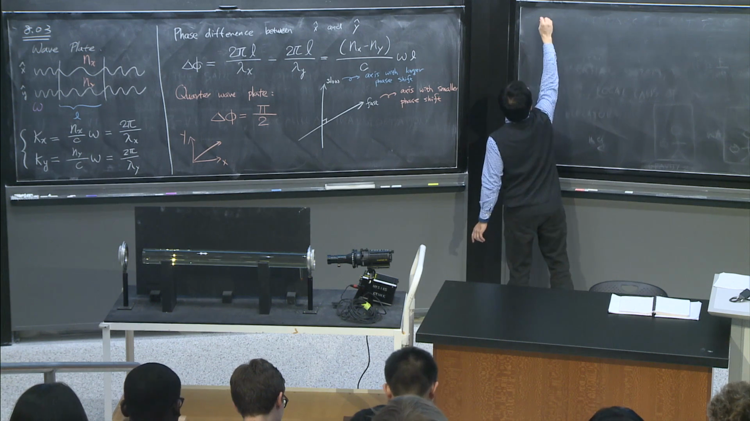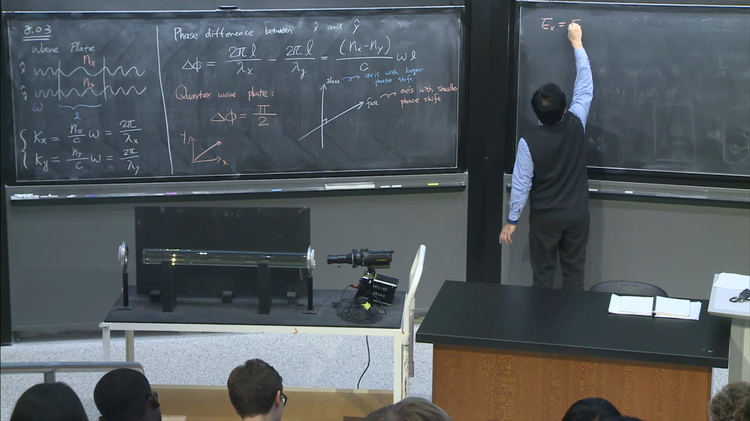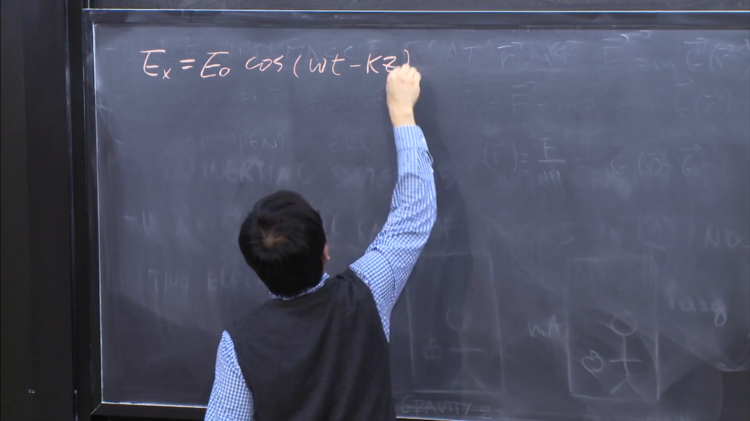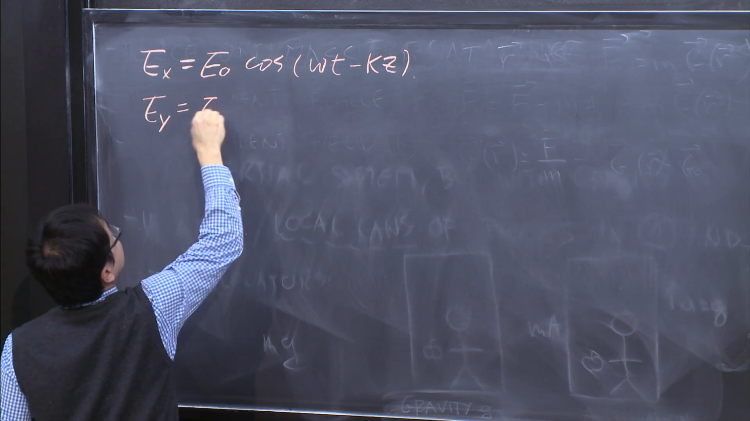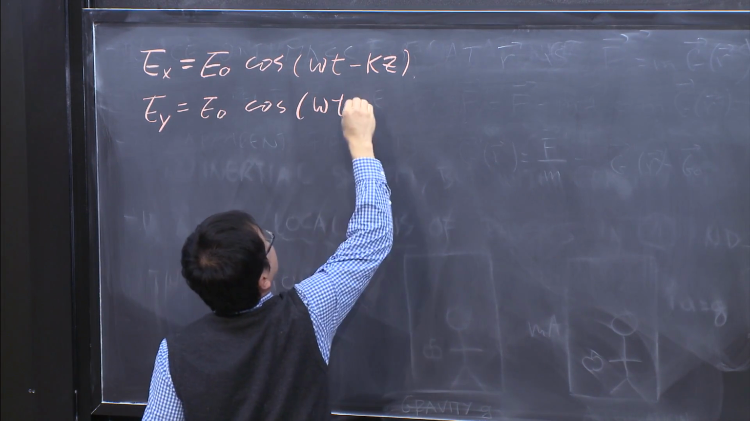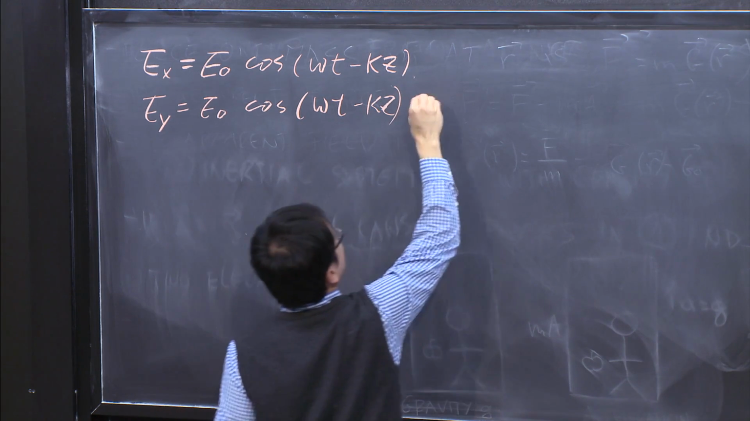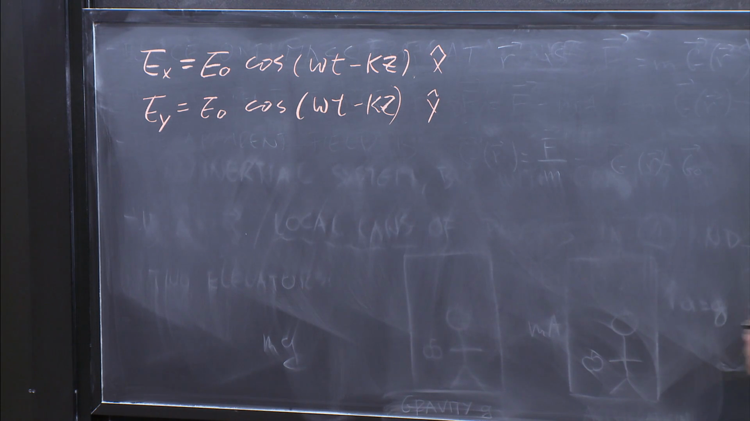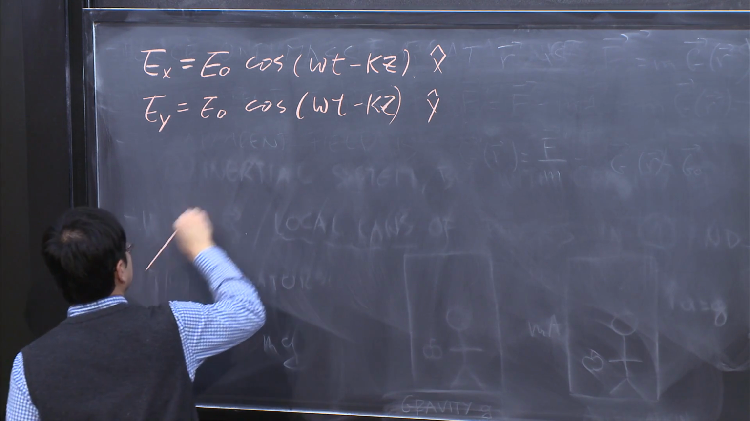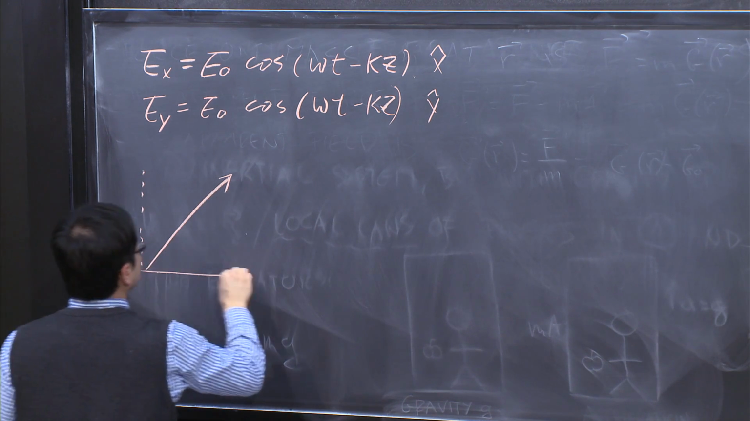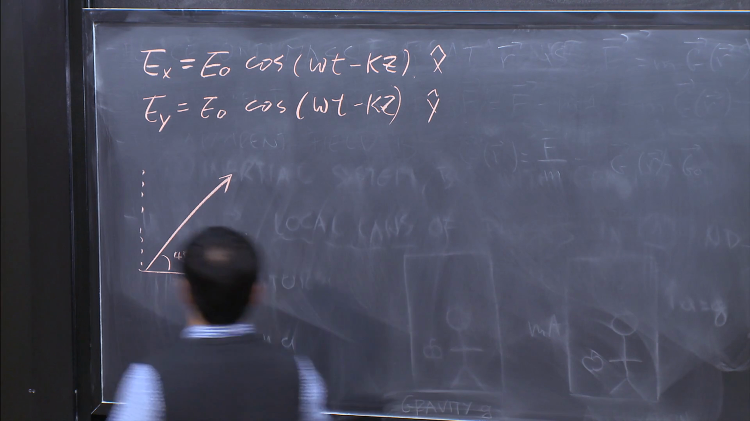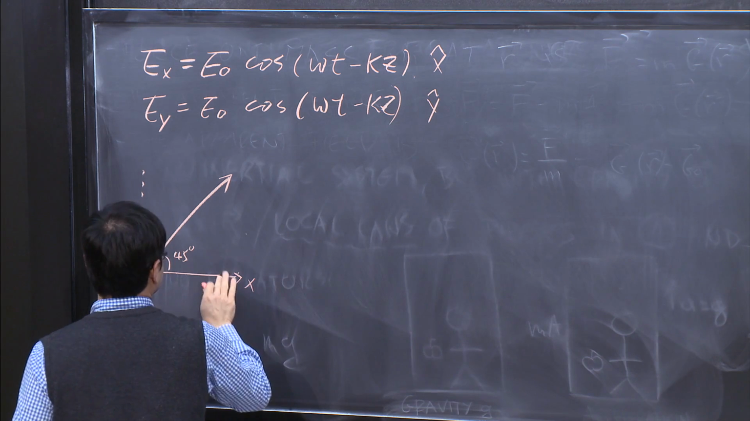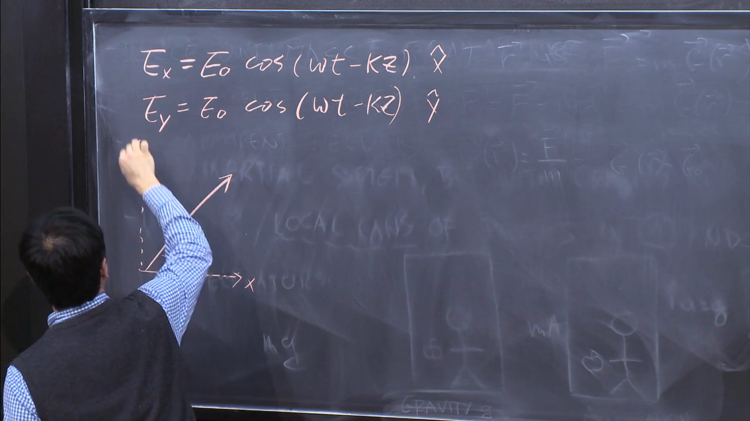That is because if initially you have Ex equal to E0 cosine omega t minus Kz, and this is the y component. Okay, if initially you have this kind of incident wave, that corresponds to a polarization which is 45 degrees with respect to the x-axis. Okay, so this is the x-axis, and this is the y-axis.